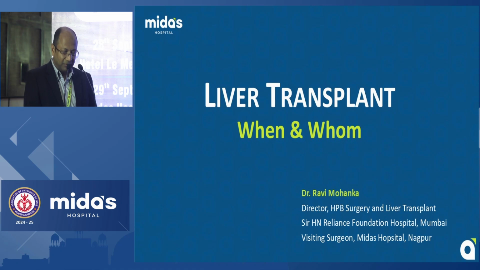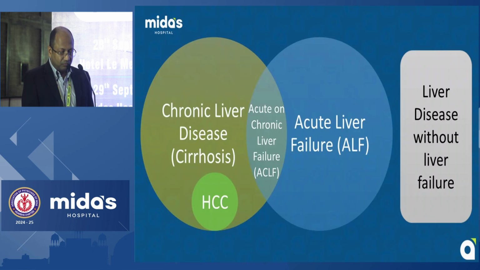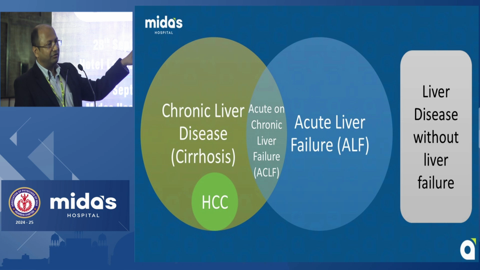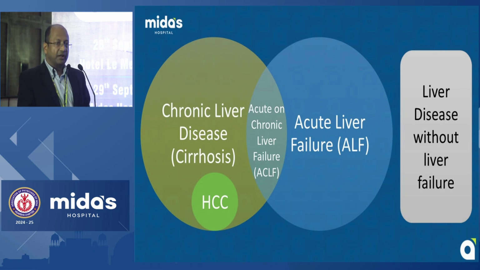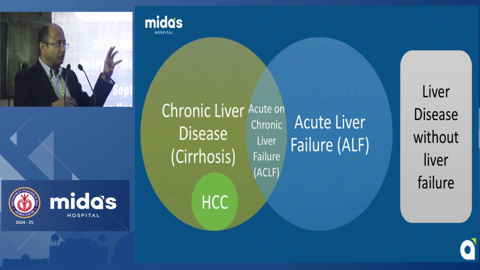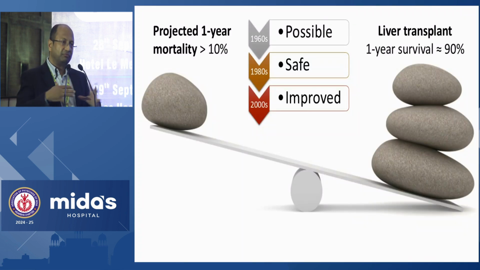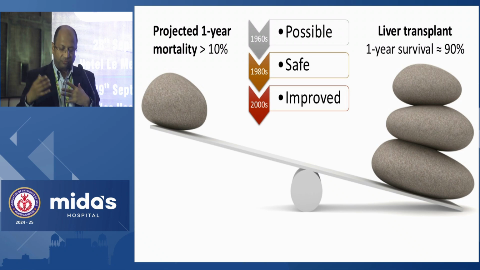So today we'll talk about liver transplant, when to do it and who needs it. If you look at all liver diseases, we can divide them into two broad categories. One is chronic liver disease, which we commonly call cirrhosis, and the other one is acute liver failure. And then there is an overlap where you have acute liver failure on top of chronic liver disease, which is ACLF, the most dangerous type of liver disease that we deal with. And then there are some liver diseases that do not have liver failure. So these are the four broad categories in which we encounter patients and for which we need a transplant.